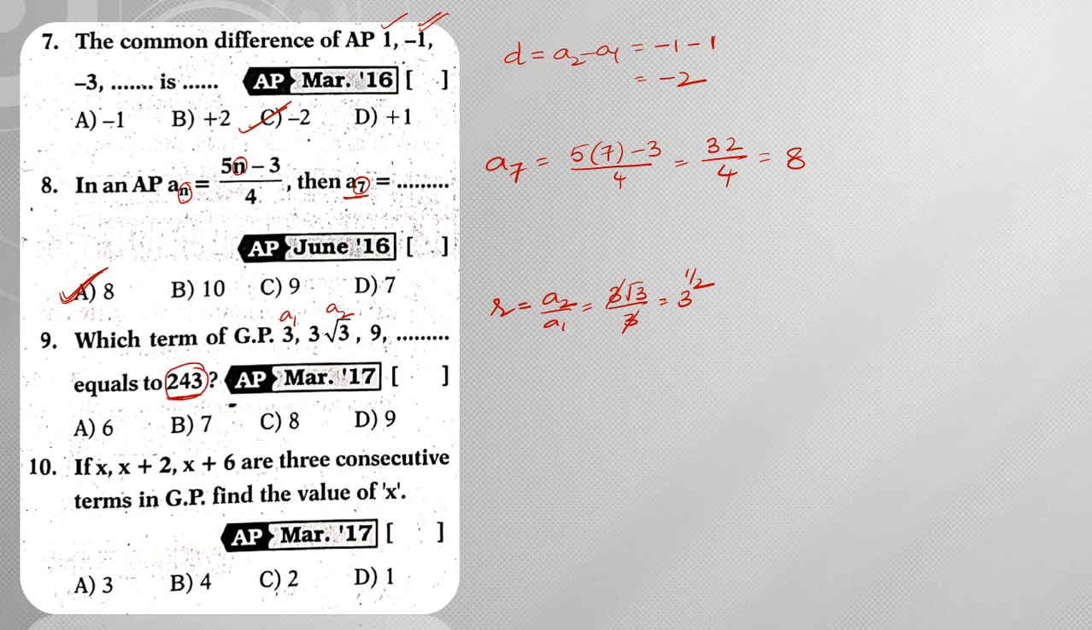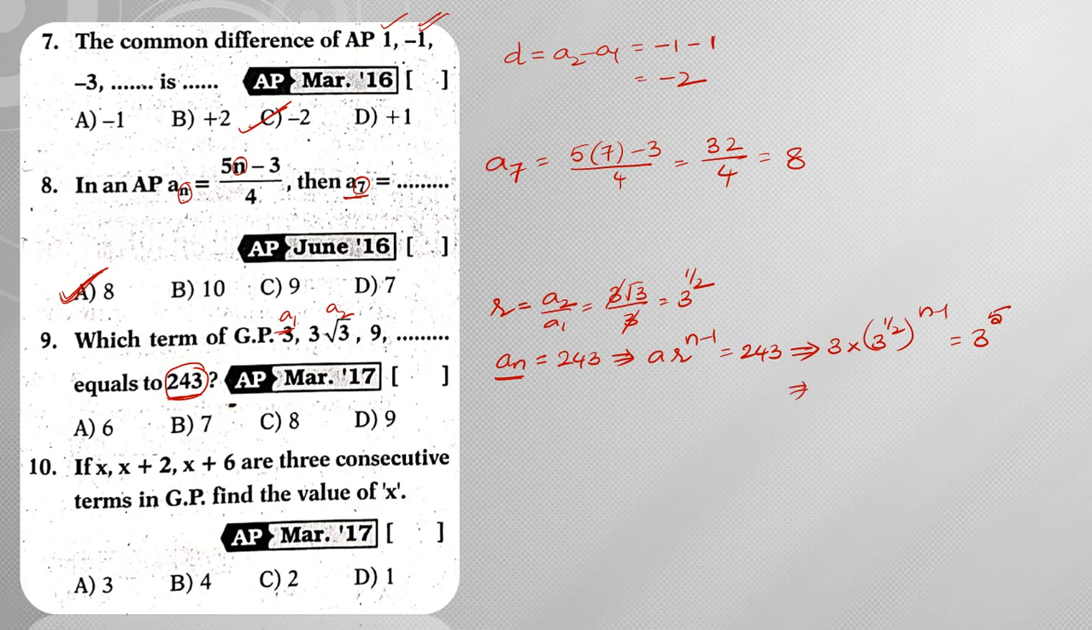Suppose I consider the nth term as 243, that means a suffix n is equal to 243. Now we already know the formula of an. So an is a into r power (n minus 1) is equal to 243. When I substitute the values, what is the value of a? A is nothing but a1. So a1 is 3 into, what is the value of r? The r value is 3 power 1 by 2, whole power (n minus 1), is equal to 3 power 5. I can write 243 as 3 power 5.